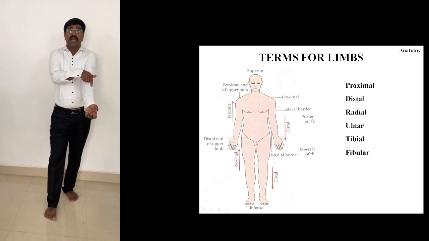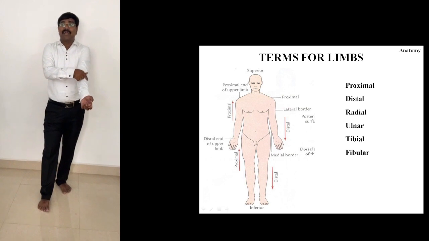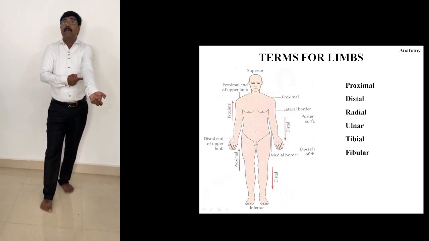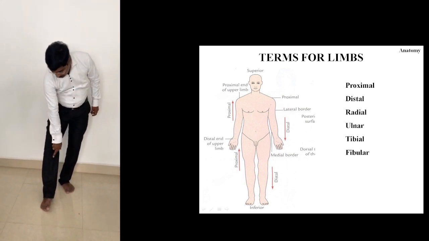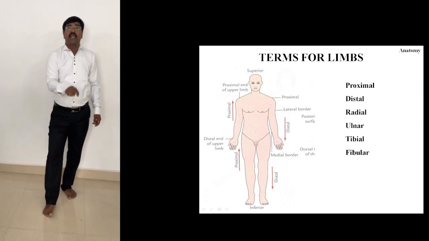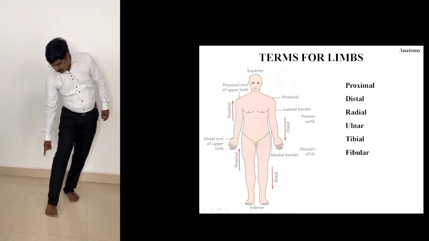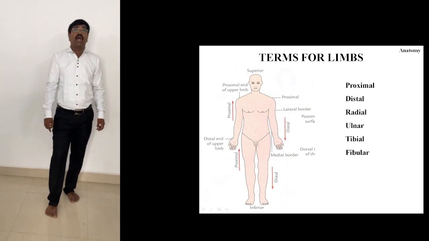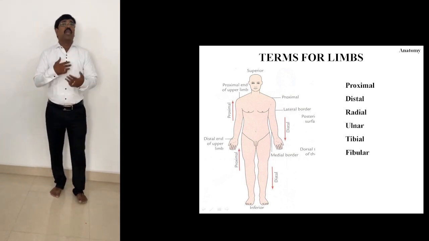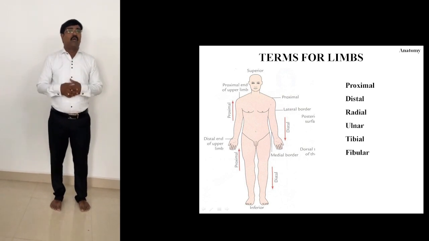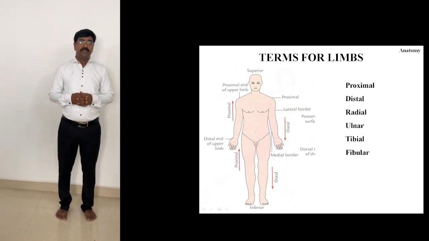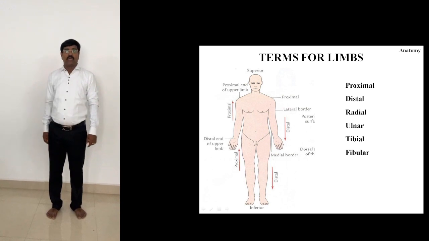Radius is on which side? Lateral side. Ulna is on which side? Medial side. Here the tibia is on the medial side, so I can call the medial side the tibial side. The lateral side has the fibula, so I can call it what? Fibular side. You have to remember this.